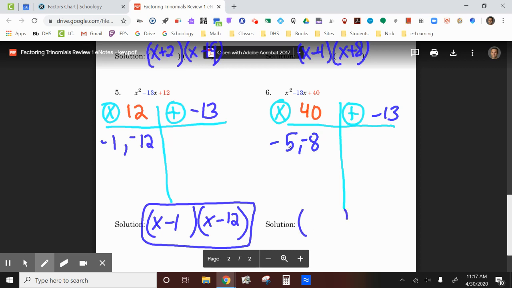Now I'm ready to write my solution. I can automatically set up my two sets of parentheses because I have two binomials. And I'm going to get x minus 5 times x minus 8.